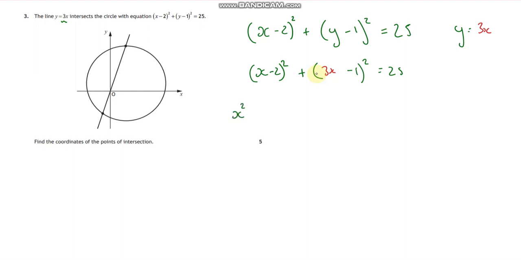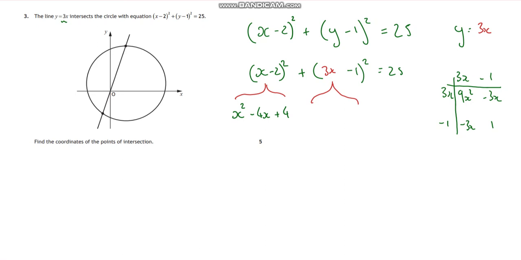So the first bracket will give me x squared take away 4x plus 4. Okay? And the next bracket, just to show you how I do it, the first one I did in my head, but when the numbers get a bit bigger, I just like to double check. So 9x squared take away 3x, take away 3x, and 1. My poor wee brain can only do so much. So this bracket was this one, and now this bracket is going to be this one. So I've got 9x squared take away 6x plus 1, and that equals 25.